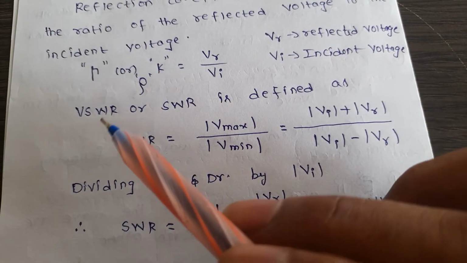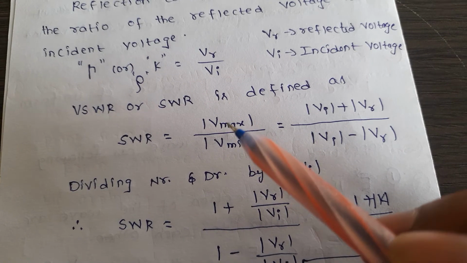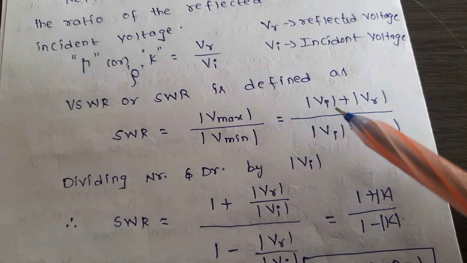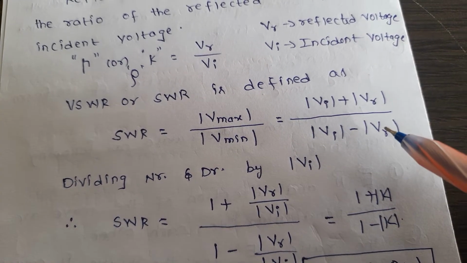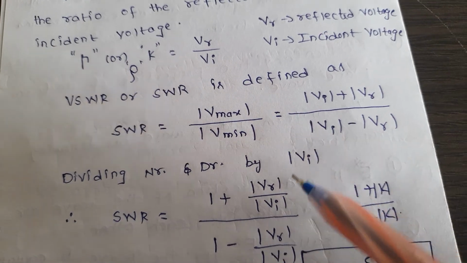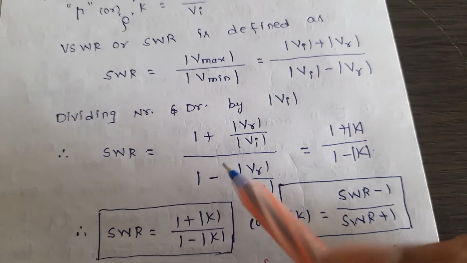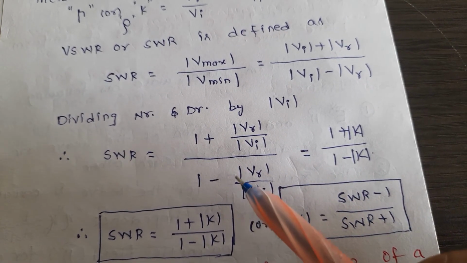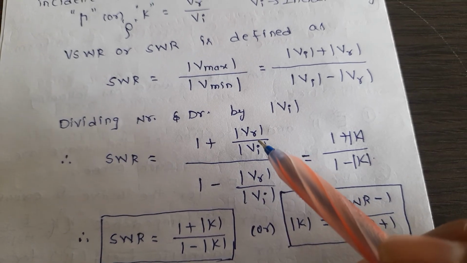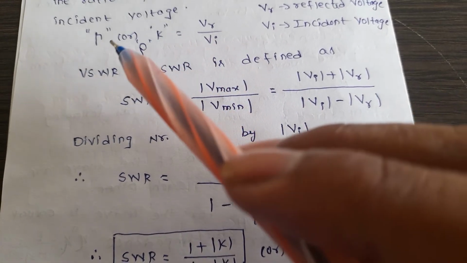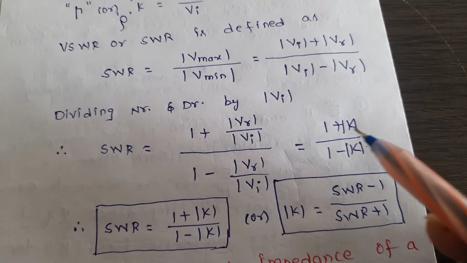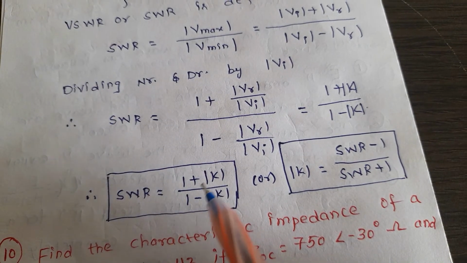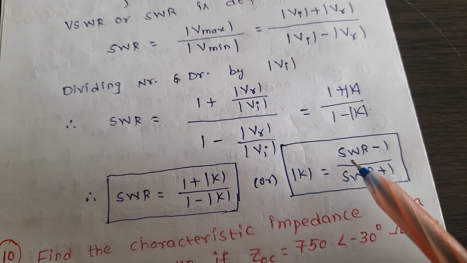Then the voltage standing wave ratio, or simply standing wave ratio, is defined as the magnitude of maximum voltage upon the magnitude of minimum voltage. It can be written as incident plus reflected over incident minus reflected. Dividing numerator and denominator by the magnitude of incident voltage, it becomes 1 plus the magnitude of VR upon the magnitude of VI, over 1 minus the magnitude of VR upon the magnitude of VI. We know that the magnitude of VR upon VI is equal to the reflection coefficient. Now with the magnitude of the reflection coefficient, this is the relationship between standing wave ratio and the reflection coefficient, or you can also write it like this.